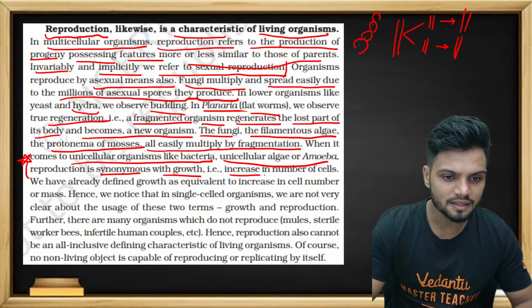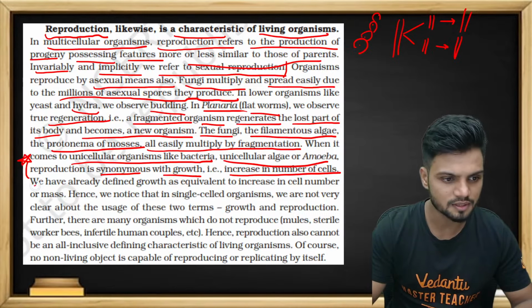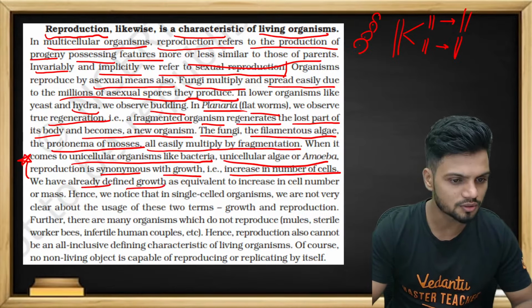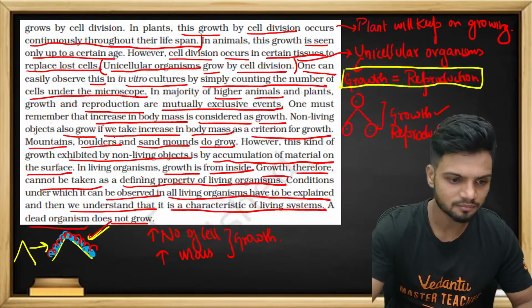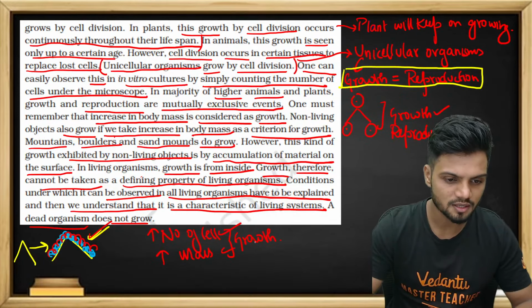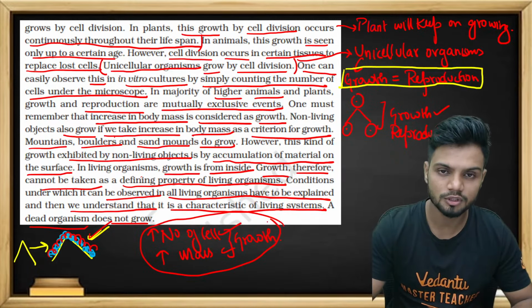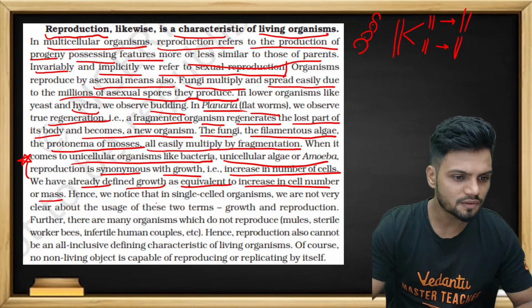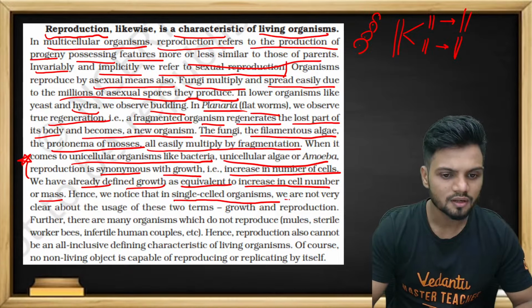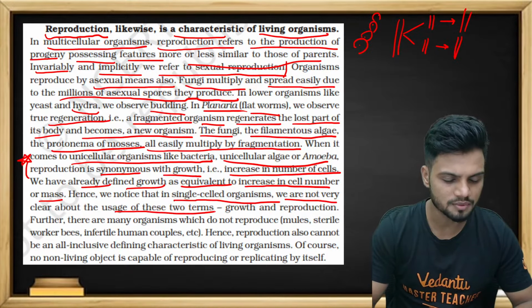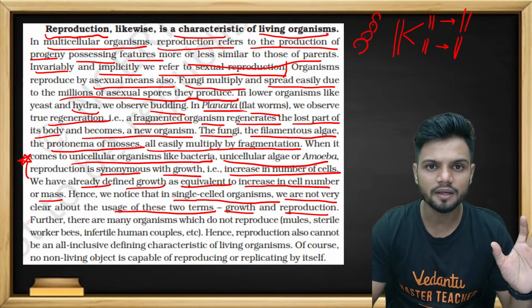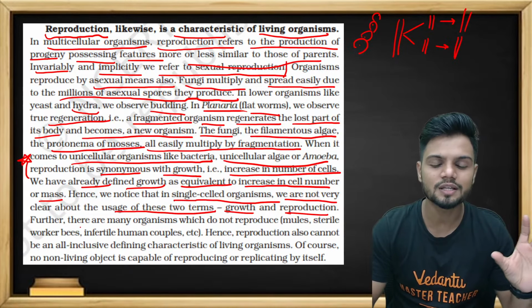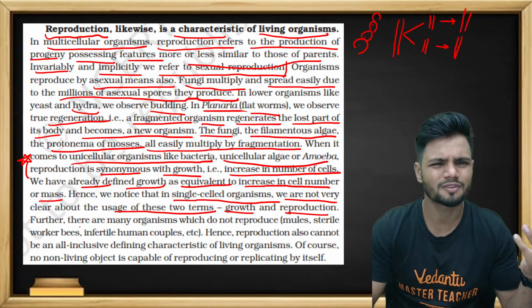That is increase in number of cells. We have already defined growth as equivalent to increase in number of cells or mass. Both can be called growth. Hence we notice that in single cell organisms, we are not very clear about the usage of the two terms growth and reproduction. What is the difference? It is not very well defined in unicellular organisms, because growth and reproduction are almost the same there.